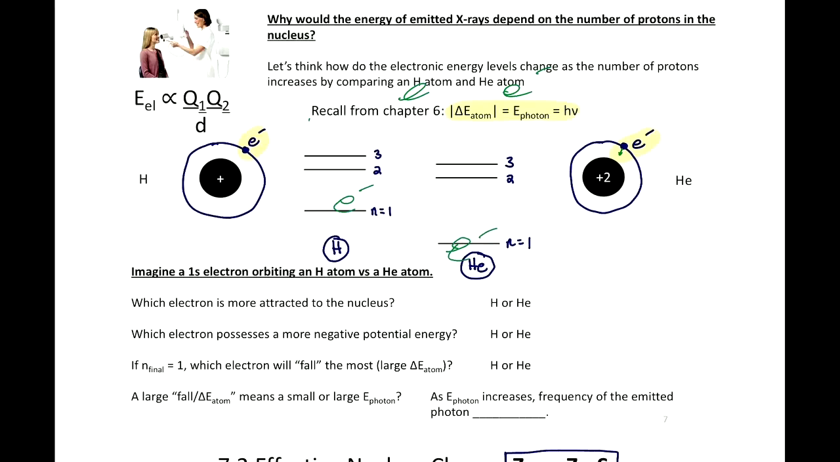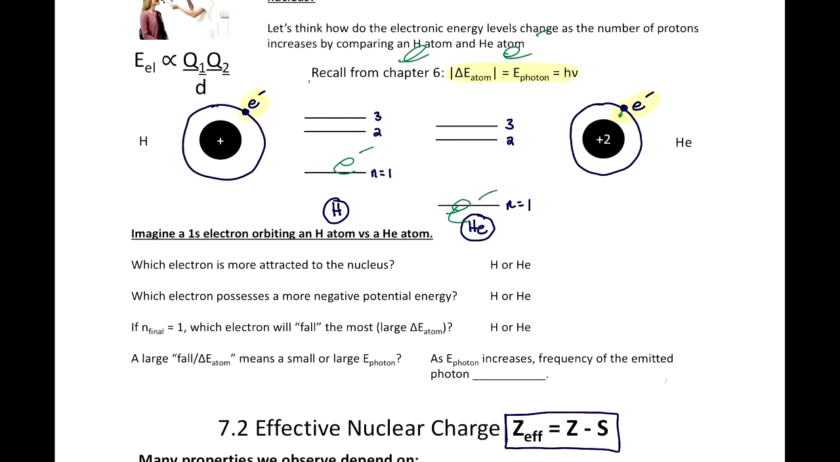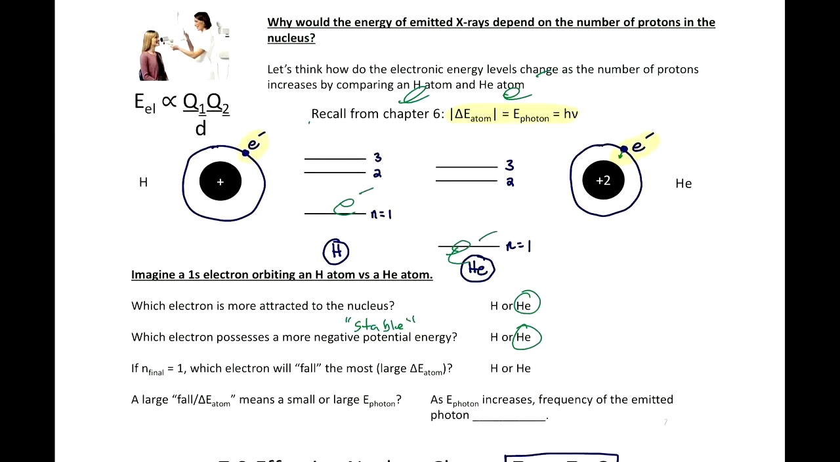It's more negative. All right, so let's answer these questions. Oh, we kind of already went through them. Which electron is more attracted to the nucleus, hydrogen or helium? Helium. Which electron possesses a more negative, or I'm going to say stable, potential energy, hydrogen or helium? Helium, yes, it's lower because it's more attracted. Attraction means lower potential energy. Okay, so if all of these electrons fall and our final energy level is the first rung, n equals 1, which electron falls the most, hydrogen or helium? Helium.